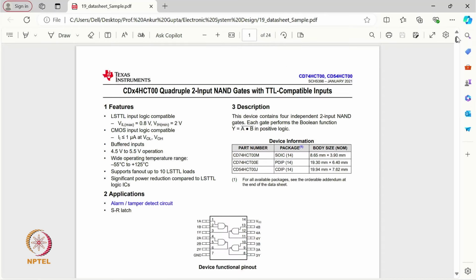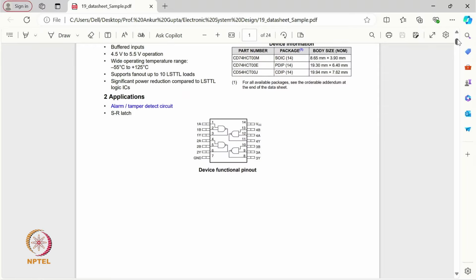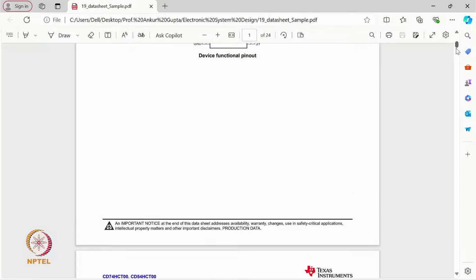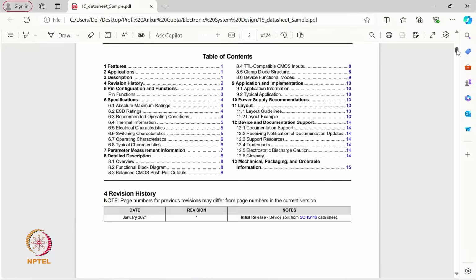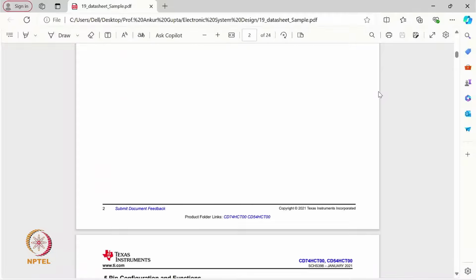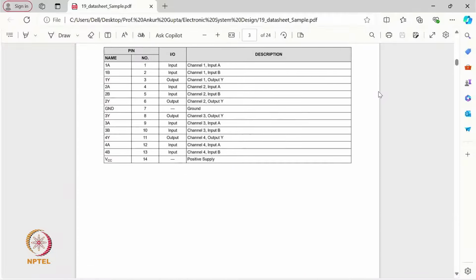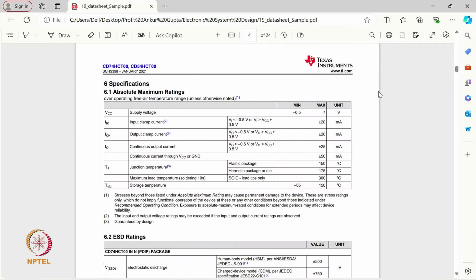In this data sheet you have various sections. For example, here it is shown that it is a dual inline package where we have 4 NAND gates, connected with pins 1 and 2 as the input and the third pin as the output. If we go down, we have various sections. Let us go quickly through them.